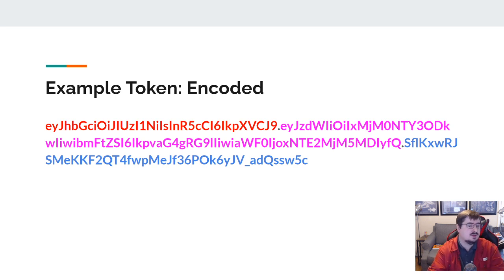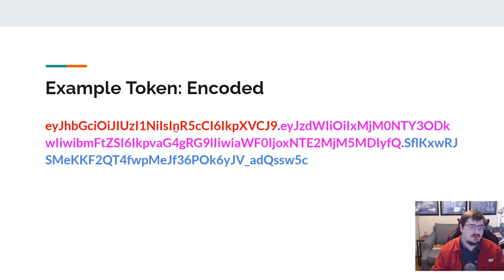So for instance, here's an example token that's been encoded. You'll see it color-coded because there are three different parts to any JWT token. First, in red, is the part going up to the period. That's what we refer to as the header. The second part is the payload, which is where our actual data is.